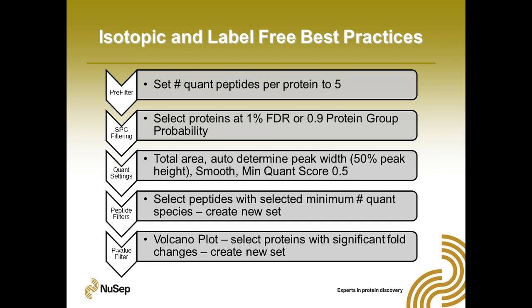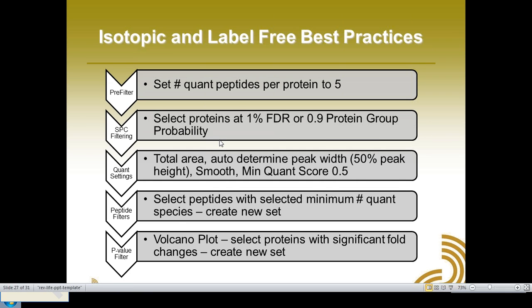And since I have mentioned smoothing, we recommend now doing the smoothing algorithm and quantifying using those values, because data-dependent acquisition naturally produces jagged XICs. The smoothing is going to help clean that up a bit. And we have seen improvements on our test data sets with that. And then finally, I recommend using a minimum quant score filter of 0.5 to remove things that have bad peak fitting. So let me show you how to set all those up.